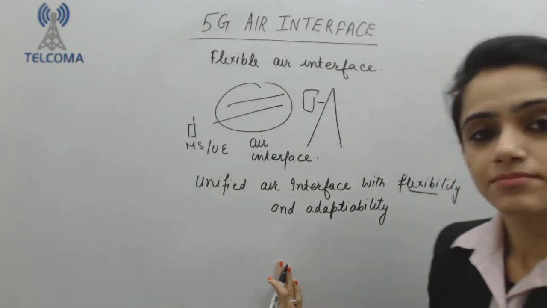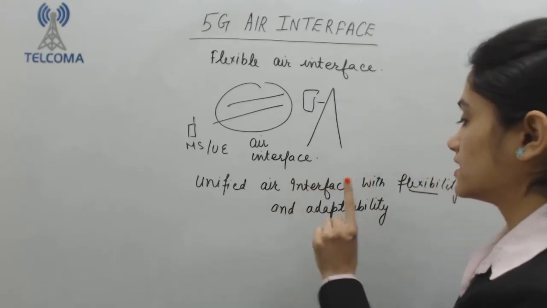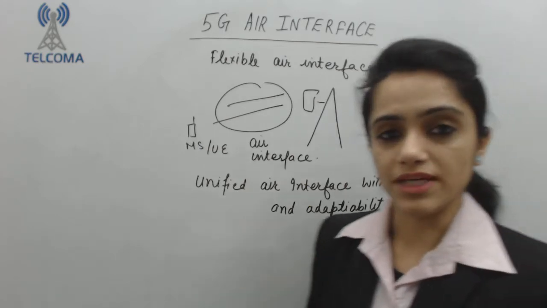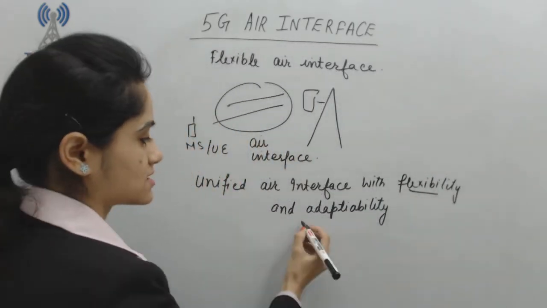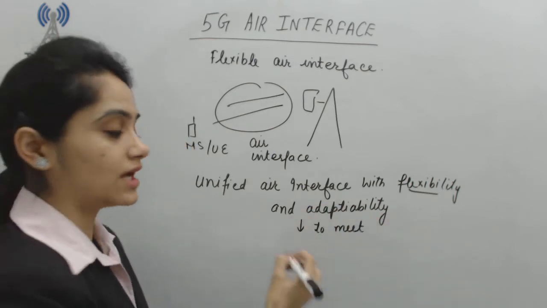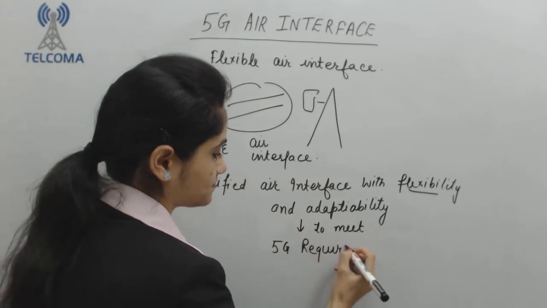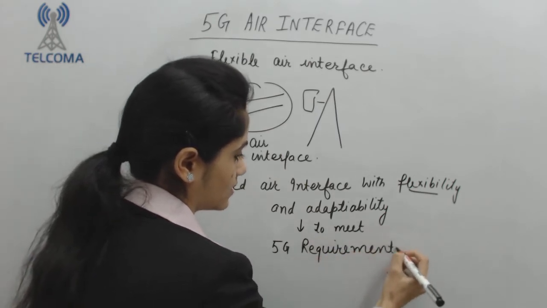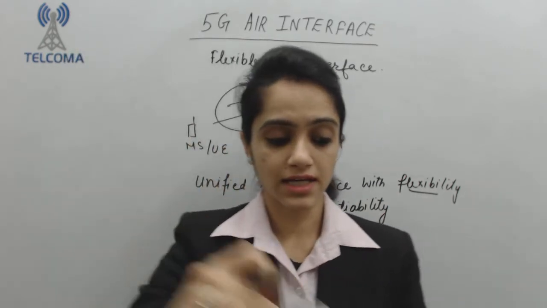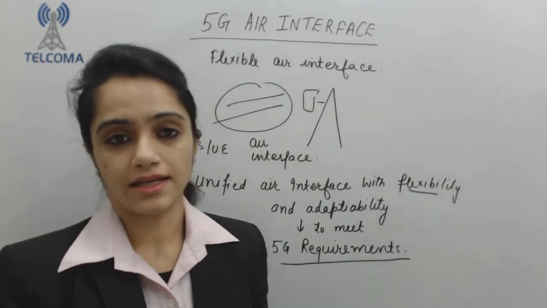Now we require that my 5th generation air interface should be unified in nature with flexibility and adaptability, to meet the 5G requirements. So why do we require flexibility and adaptability? So that we can meet 5G requirements. This is our demand that whatever air interface I have should require these things in it.